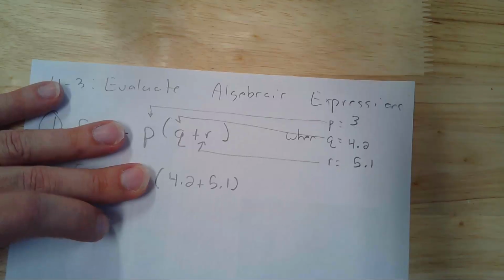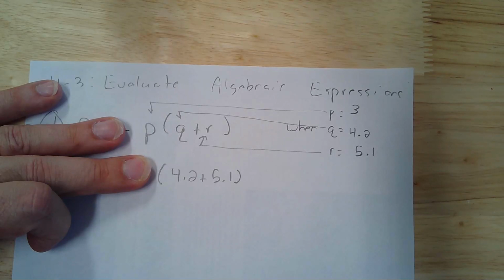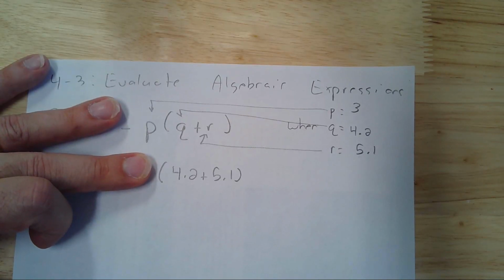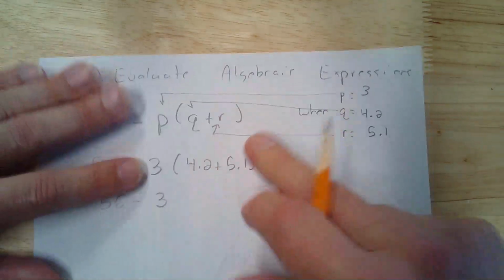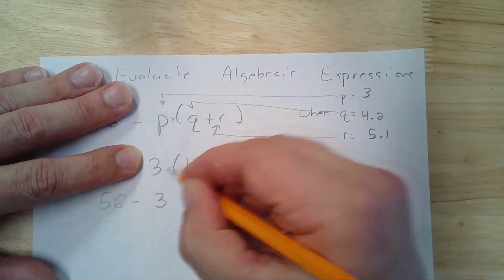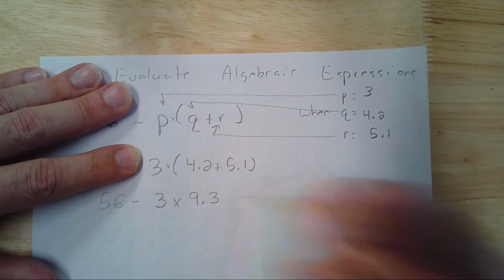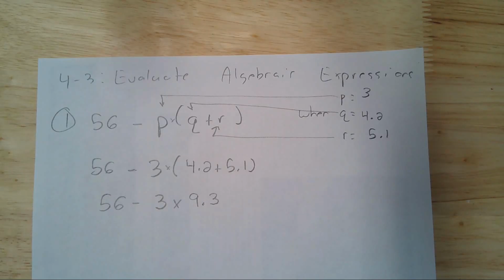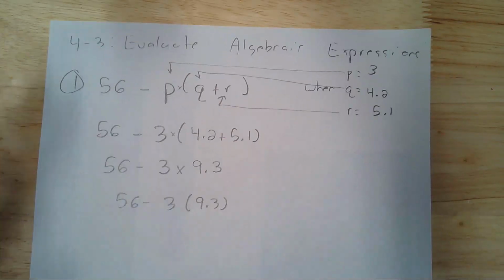So PEMDAS rules tell me parentheses first, right? So what's 4 and 2/10 plus 5 and 1/10? So now I got 56 minus 3, and again, this is multiplied. P times. This is multiply. This is multiply, right? So I'm switching the symbol in this way. It's the same thing. If I want to just leave it like this, I mean, this is multiply too, right? We've talked about it a lot. Multiplying can look a lot of different directions. This is one of them.